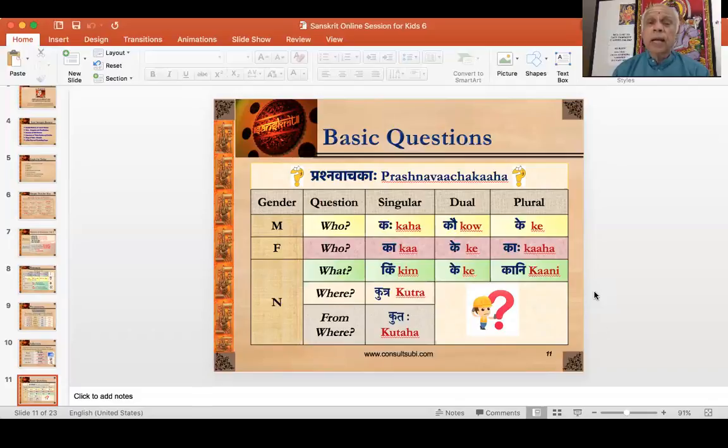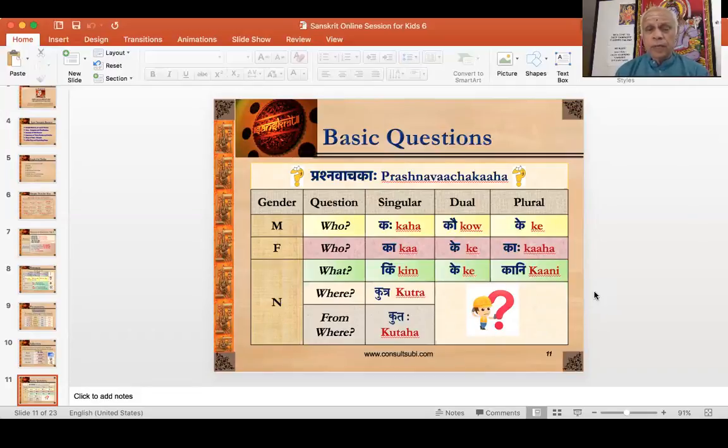If you say kaha, it is singular. Kau, not C-O-W, cow, but here it is K-A-U, kau, means dual, two people. And if there are more than two people, then you say ke.